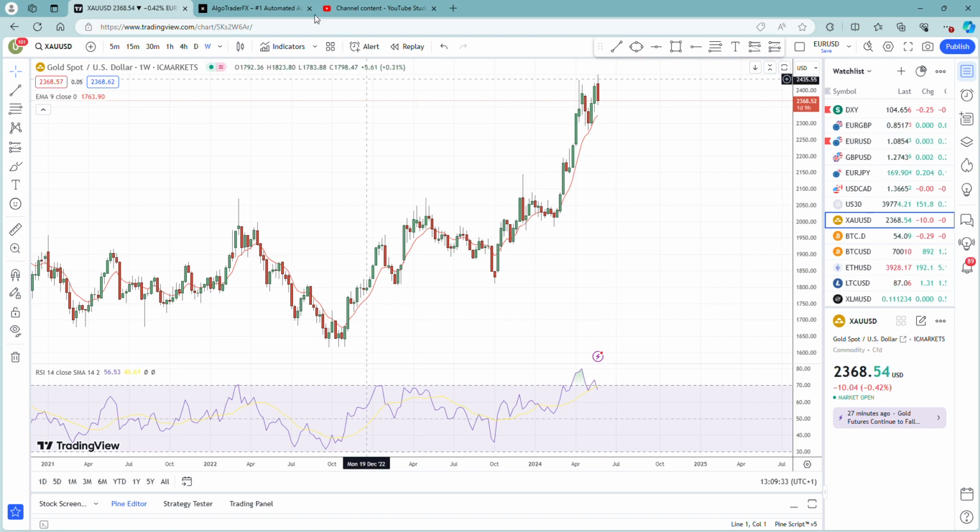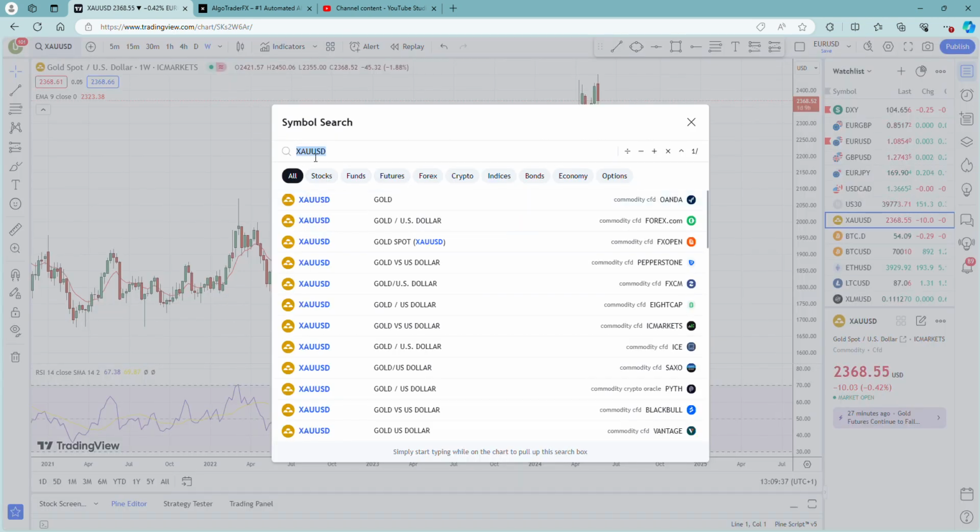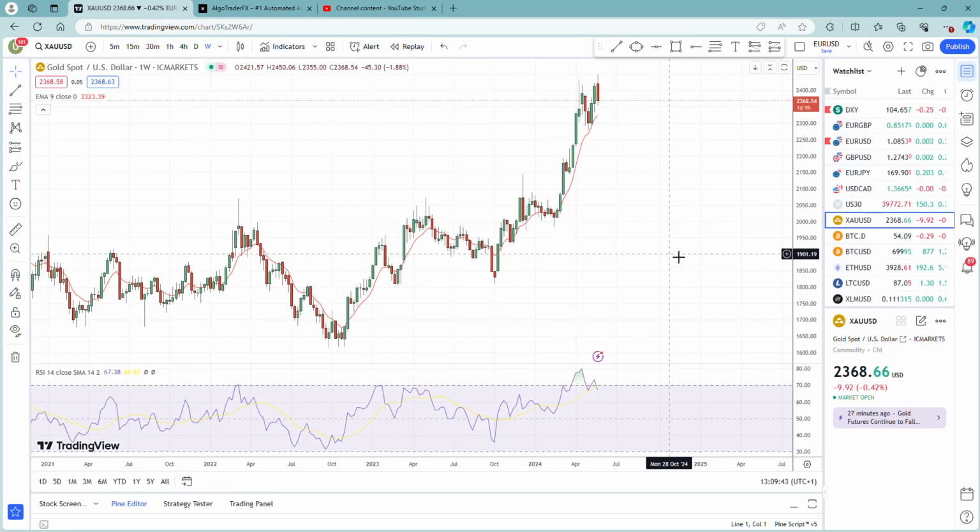If you load up tradingview.com, top left corner, search for XAUUSD, which is gold, and then just click on the broker you trade with. I'm with IC Markets. Load up your chart, start on the weekly time frame. This is where each candle represents 1 week of price action.